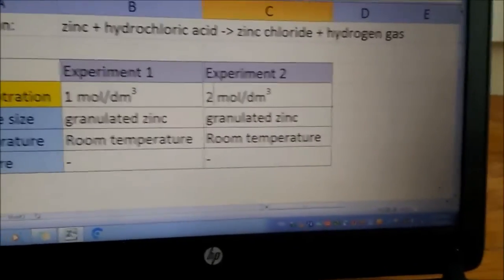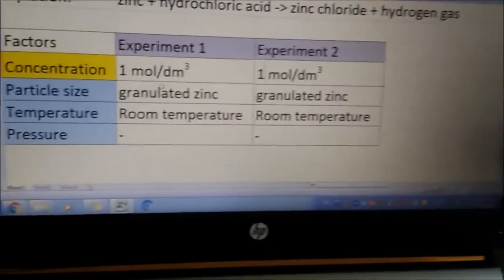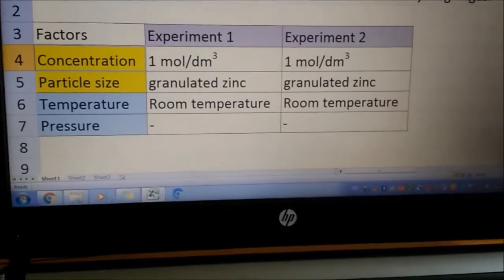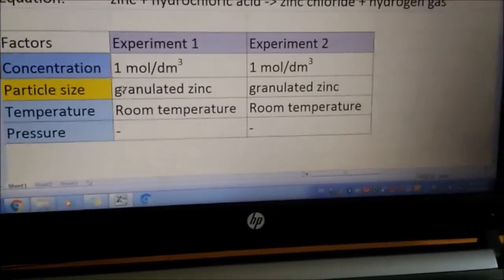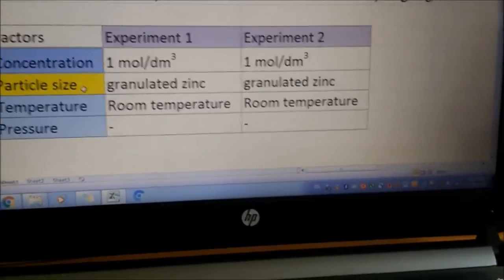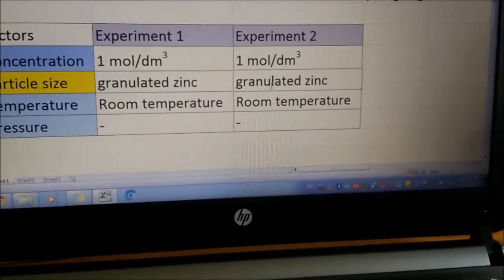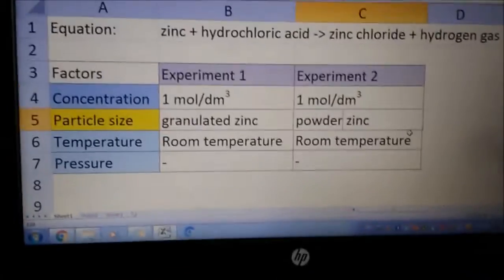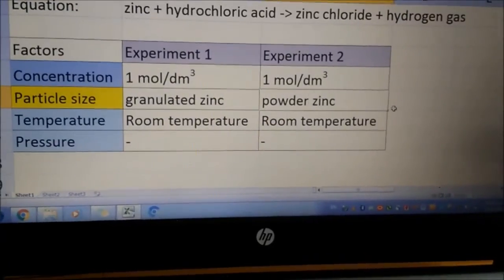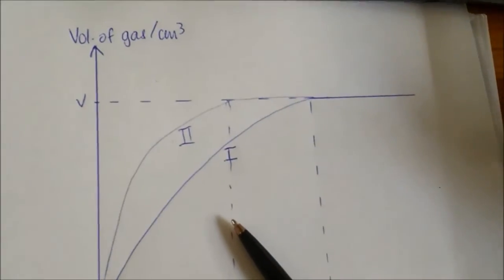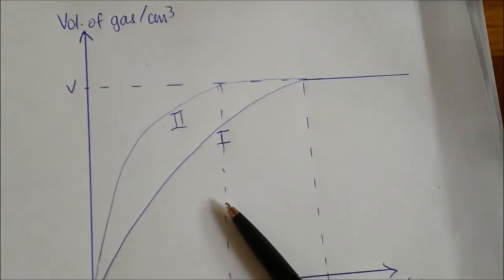Let's say you want to change not the concentration this time around, but the particle size. Let's say the next experiment you want to find the effect of particle size. In the second experiment, instead of granulated zinc, use powder form, powdered zinc, smaller in particle size. So you would expect the diagram to look like that as well. It doesn't have to be exactly the same steepness as the concentration one, but it's steeper than experiment one. That's all I'm trying to say.